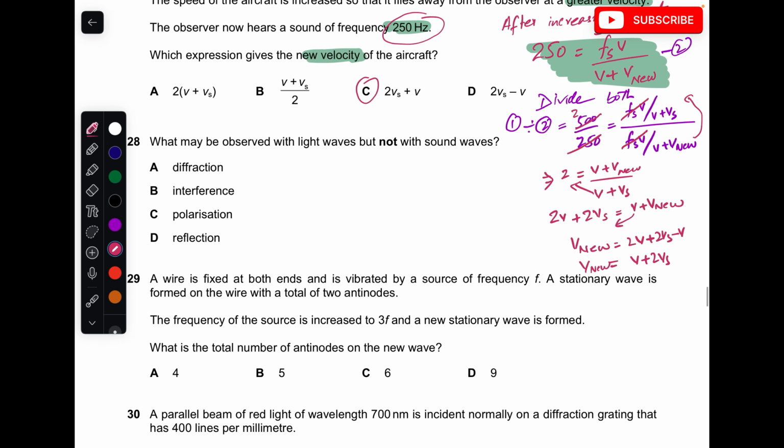Moving forward, question 28. What may be observed with a light wave but not with a sound wave? What we can observe is polarization. Why? Because a light wave is a transverse wave. A transverse wave can be polarized. A longitudinal wave will not be polarized.